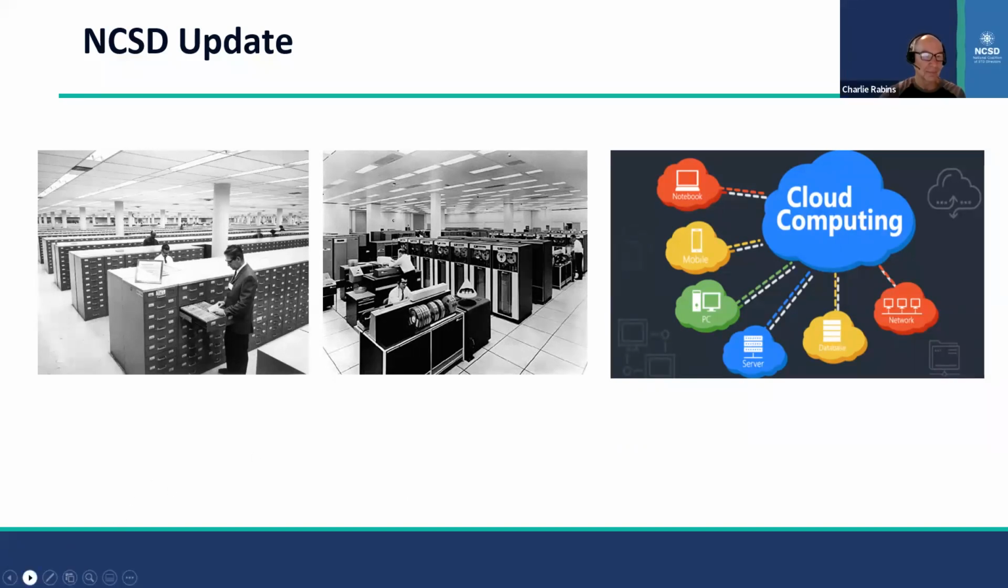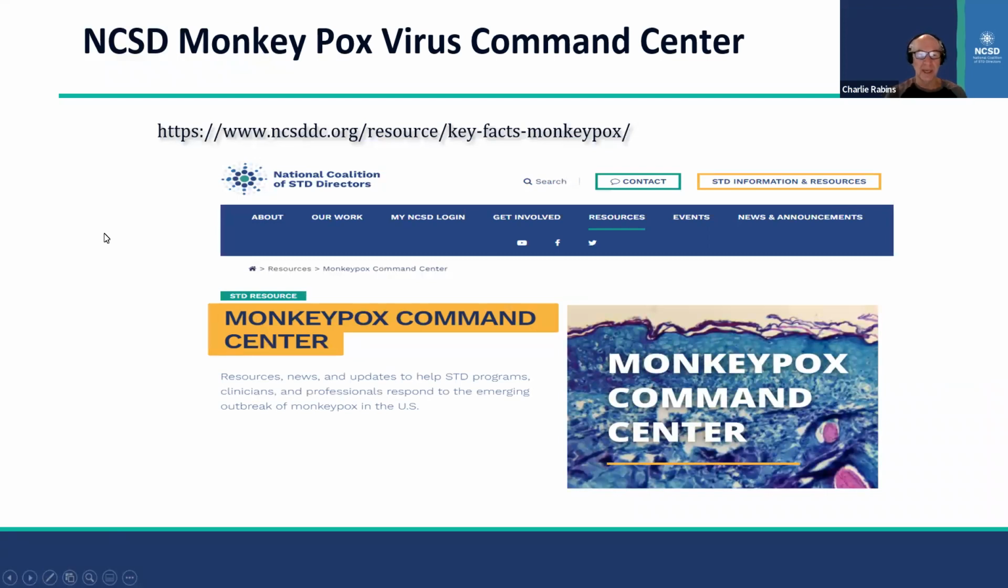All right, thanks. So just a few things about NCSD. One of the things we really try to be is responsive and adaptive to changing conditions. As soon as monkeypox started hitting and cases started increasing, and it became obvious that there was a sexual transmission to it, there really wasn't a lot of information out there. We created a monkeypox command center on our NCSD website where we updated almost daily with news articles, information, and links to CDC websites.